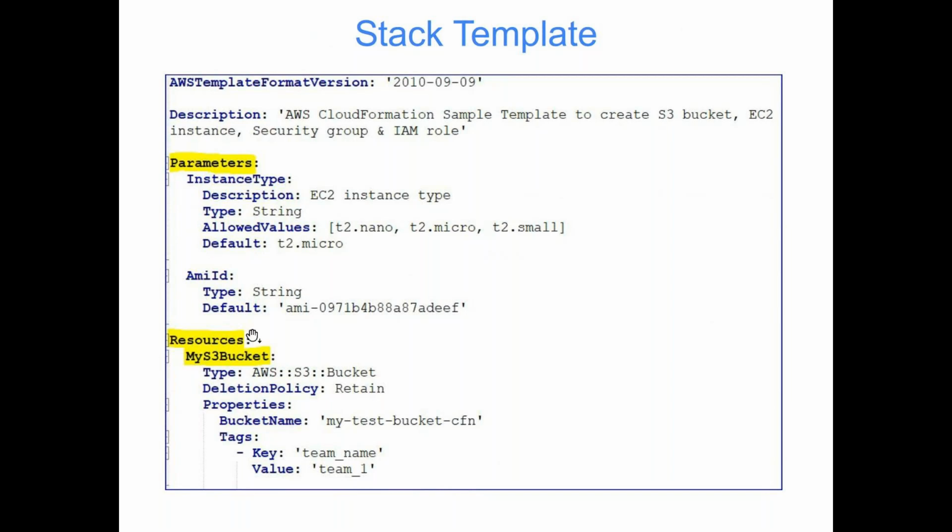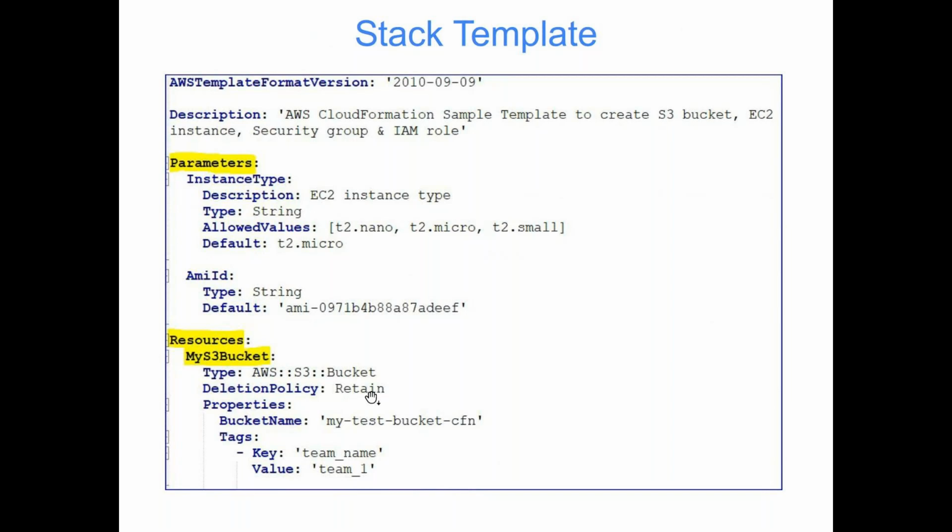Now let's talk about resources. The first resource I am creating, I am giving some name, my S3 bucket. This is not your bucket name. Don't get confused with the bucket name. This is your resource name from this template point of view. This is used only in this template. The type is AWS::S3::Bucket. That means this resource is about creating an S3 bucket.